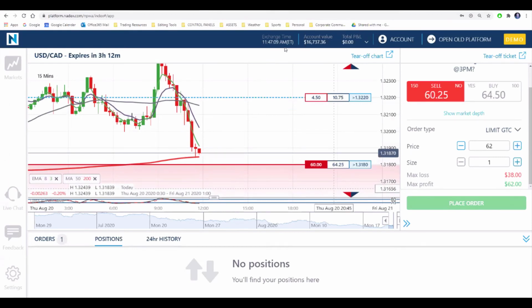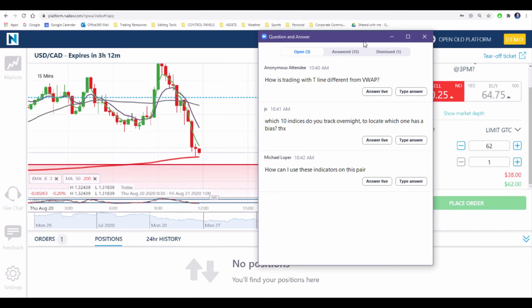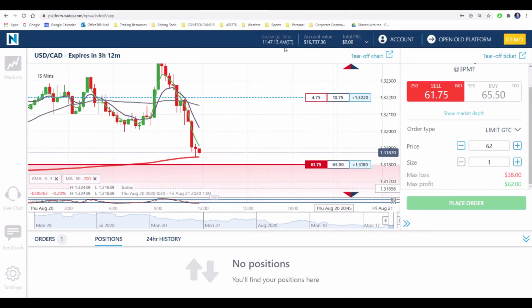Michael says, how can I use these indicators on this pair? Well, if you're talking about the US CAD, you would just plot the 8 EMA, the 3 EMA, the 50 and the 200 simple moving averages, and stochastics set at 12.33.